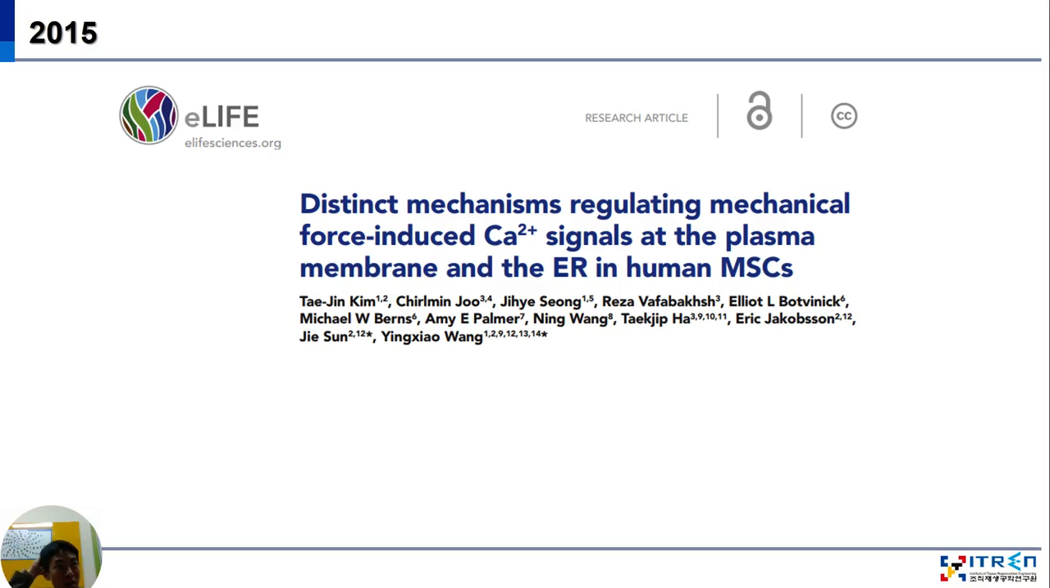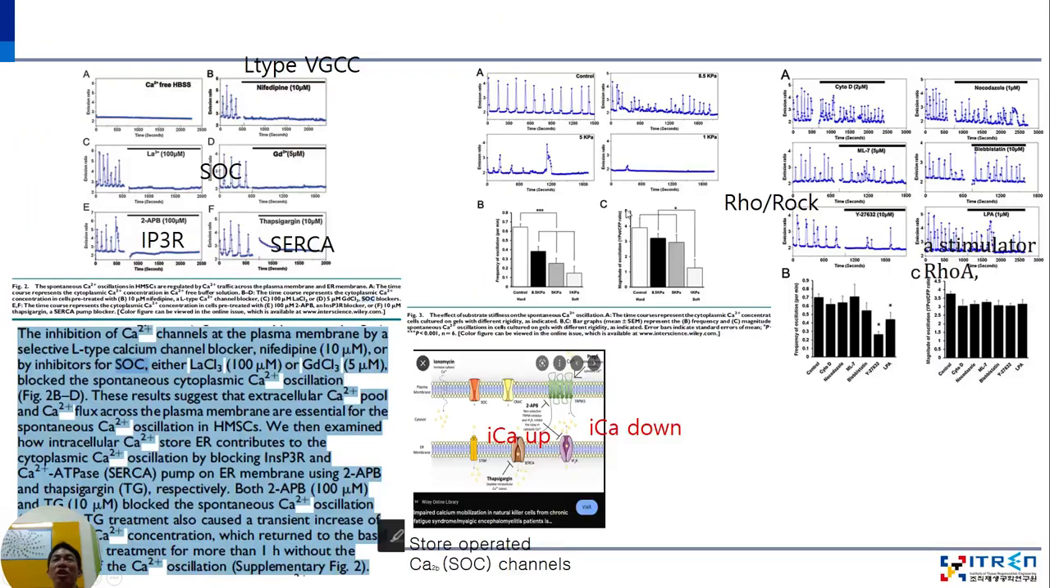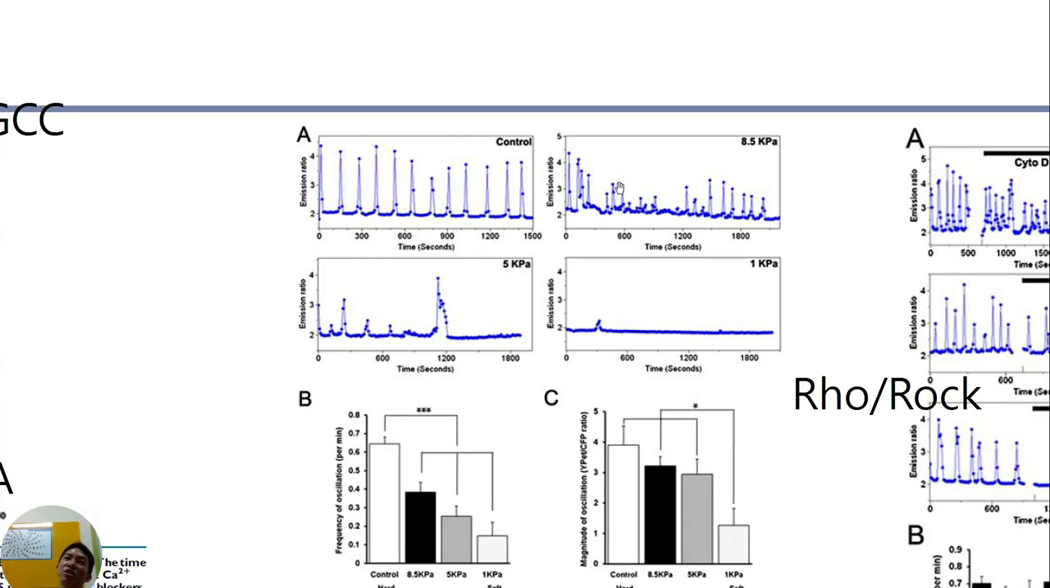So let's go back to our first result. Here, why are they doing this experiment? Previously, what happened? They found out that stiffness changes the calcium oscillation, and then they wanted to know what happens when they increase the stiffness. For example, stem cells are initially located in soft tissue like bone marrow or blood, and then suddenly the stem cell is recruited to the injured part, and then they attach and feel the matrix. And now they start to show calcium oscillation, right?